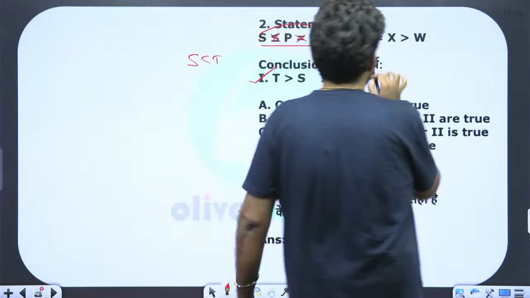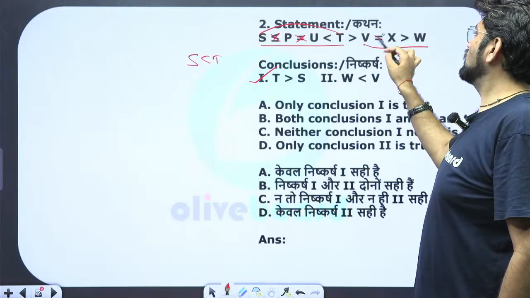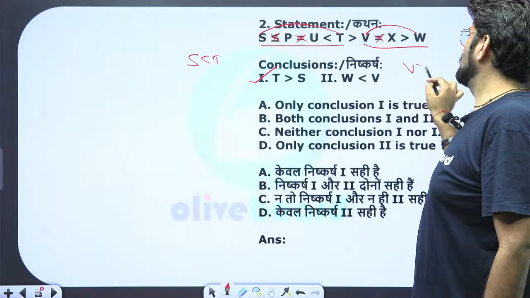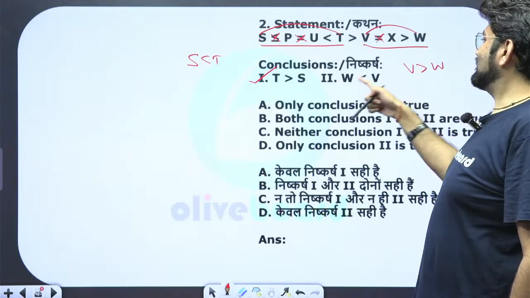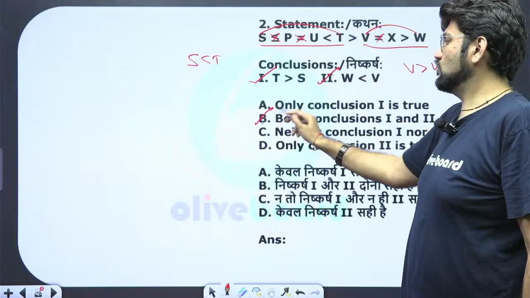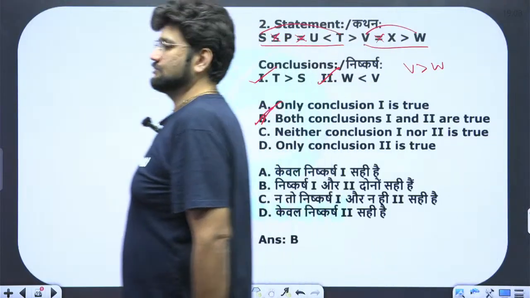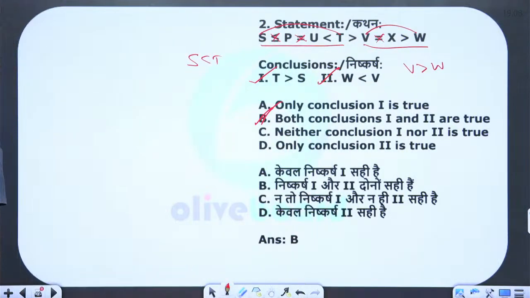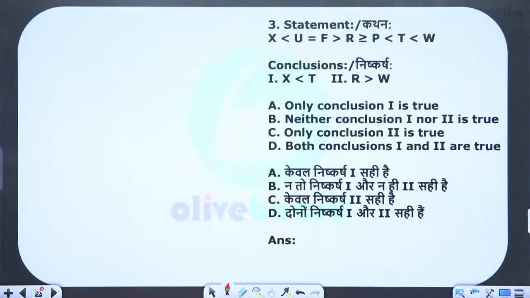Okay, W and V. Equal to and greater than. Drop the equal to. So V is greater than W. That means W is less than V. Is it? What is the answer? Both conclusions are true. Okay. The last question for today.